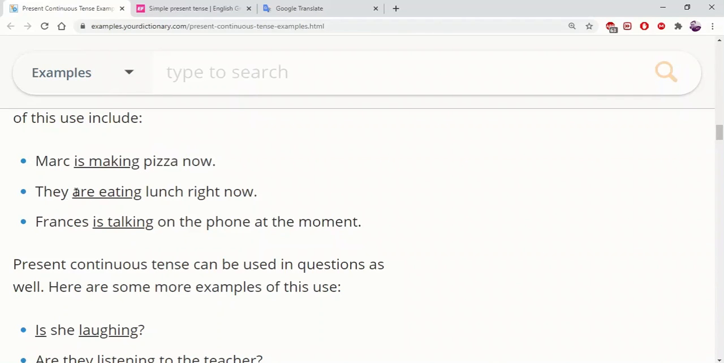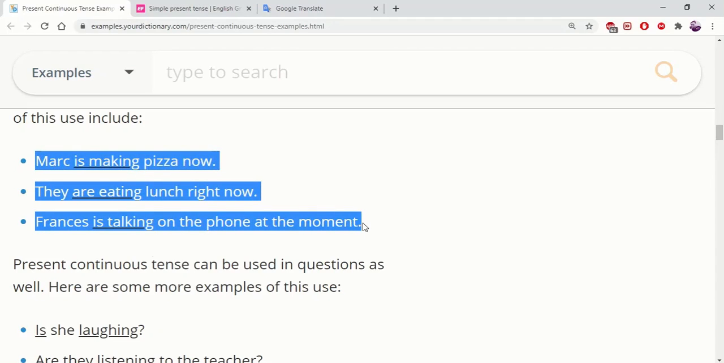Next, they are eating lunch right now. Francis is talking on the phone at the moment. All these three sentences are happening right now.